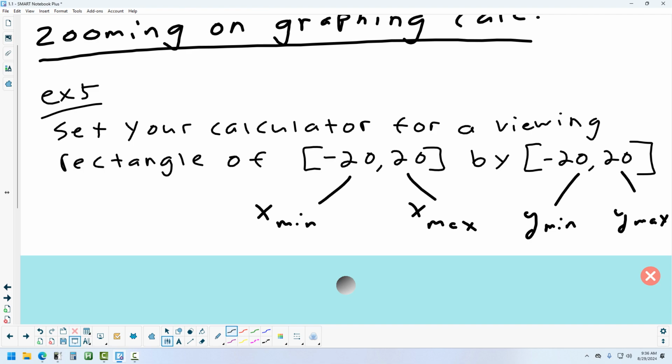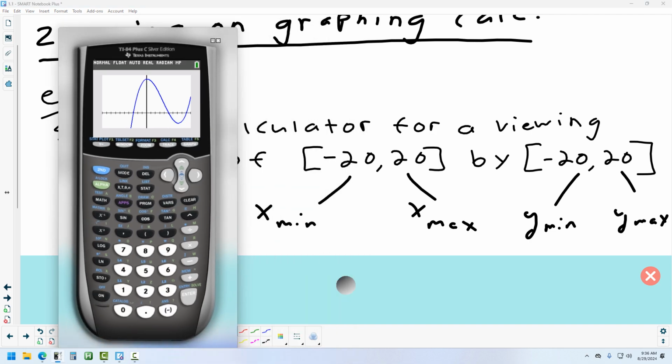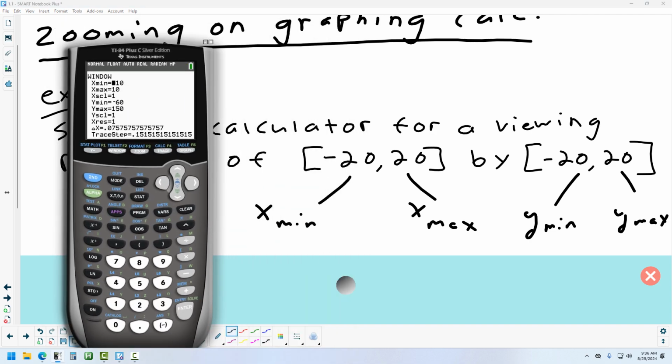And if you want to practice doing that, you can. You just press the window button, type in -20 for the x min, hit enter, 20 for the x max. Don't worry about the x scale. The x scale is how often you see a tick mark on the screen. It doesn't really mean anything. You can set a tick mark every 5 units. I usually just leave it on 1. I never play with that.